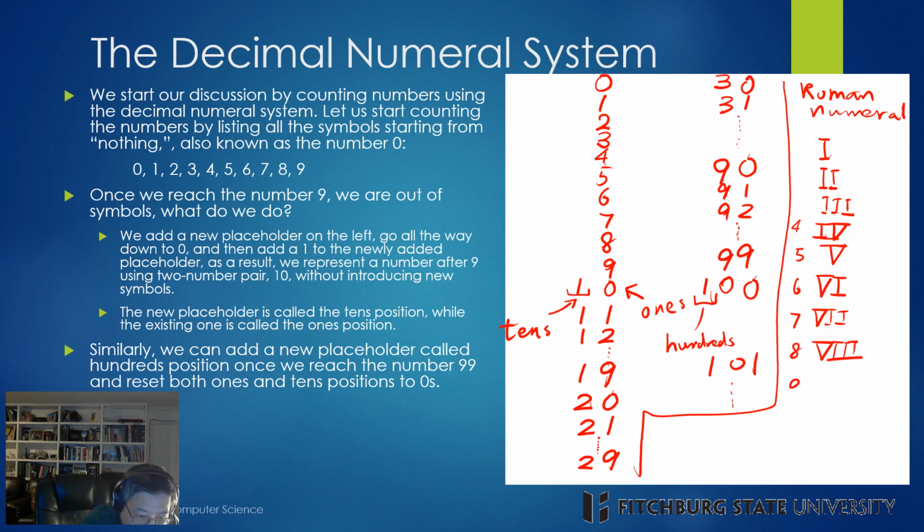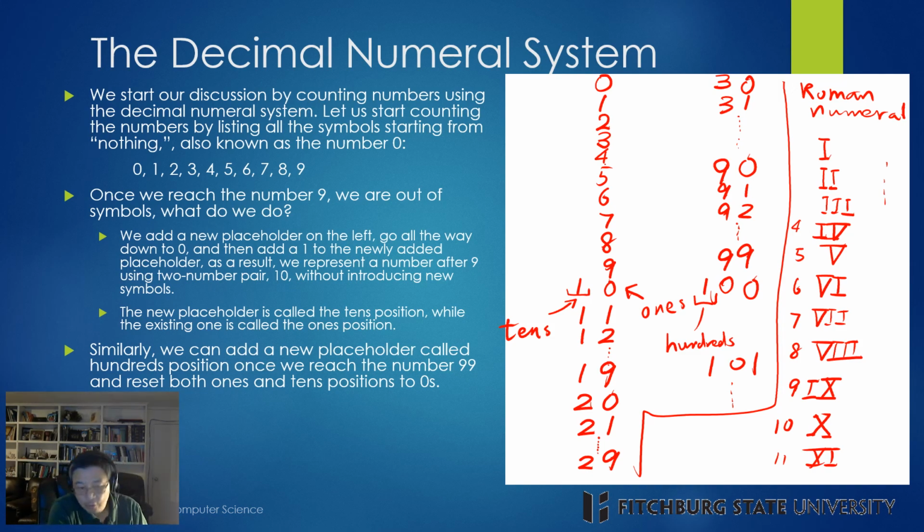So now what about 9? Again, we're not going to add one more I on the right. What we're going to do is introduce another symbol, which is X. So X basically represents 10, but for 9, we need to subtract 1 from X, right? So 9 is this. Now 11 is going to be XI. So we can keep doing this. Okay, so that's the Roman numeral.